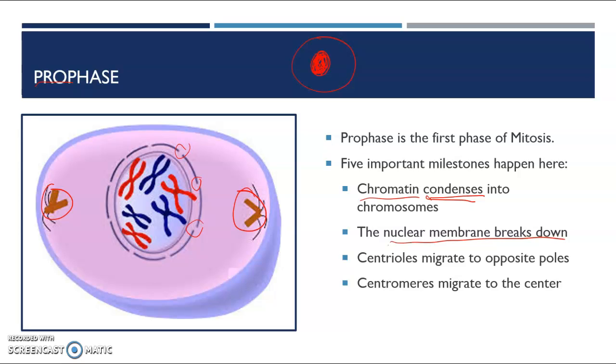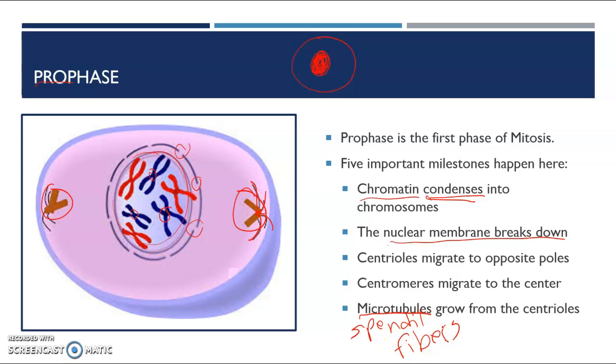Your centromeres, remember that that's the part of the chromosome that holds the two sister chromatids together. They're going to migrate to the center of the cell in this area. And then microtubules are going to form. Microtubule is just a more advanced term for these spindle fibers. Spindle fibers, microtubules. Your microtubules come from your centrioles, and your centrioles are on 2 opposite poles of the cell. That's very important, and we're going to talk about why when we get to anaphase.